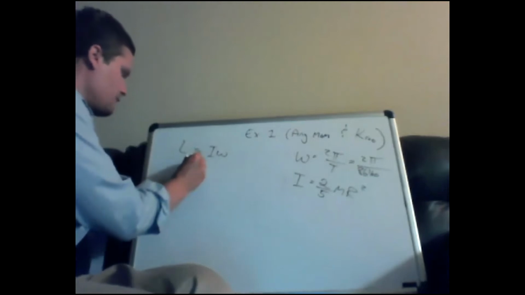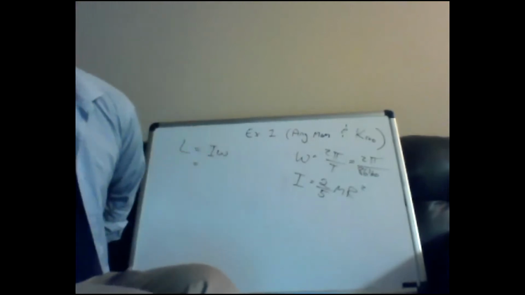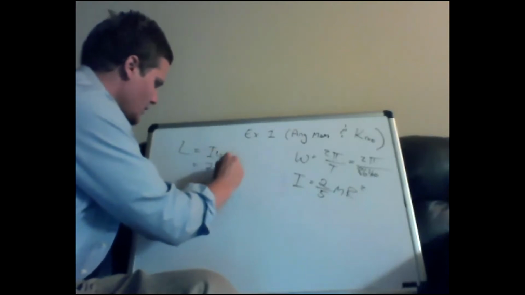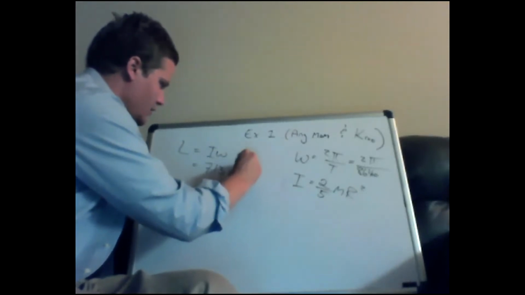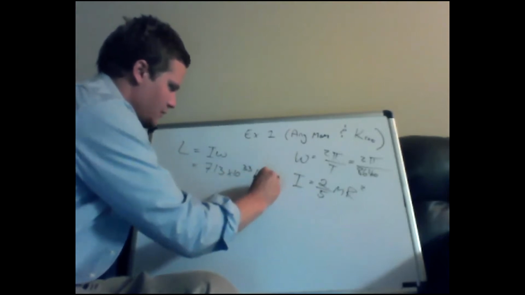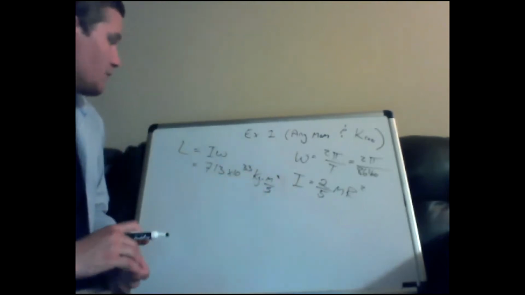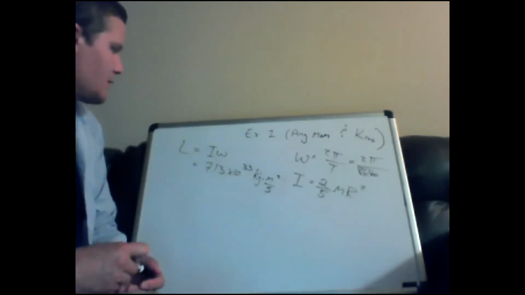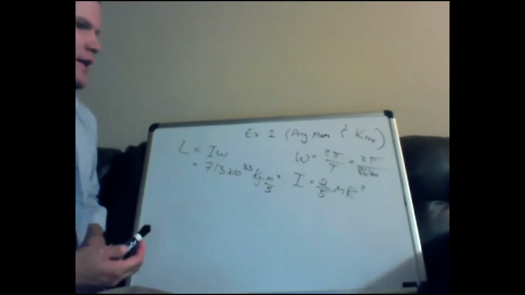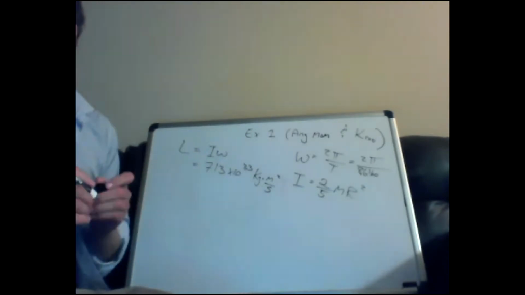Our final answer is going to be 7.13 times 10 to the power of 33 kilograms times meters squared per second. It's a really big number. We should expect it to be really big because the mass of the Earth is really big. So let's take a look then at the rotational kinetic energy. Let's see how much we have there.